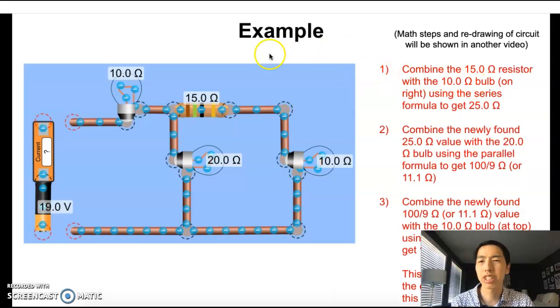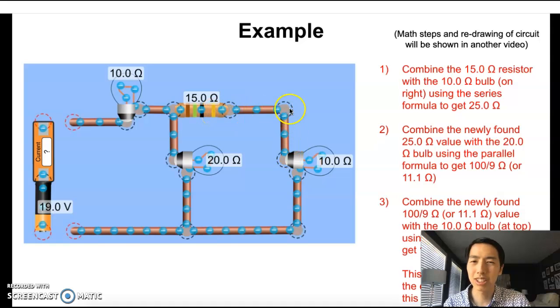So the first step is to add any loads that are not separated by any junctions. That would be the 15 ohm resistor and this 10 ohm light bulb on the right. There's no junctions separating them. There's no place for the path to split in between these two.